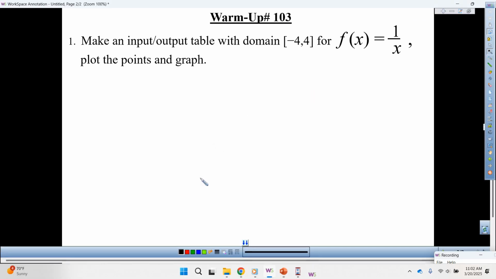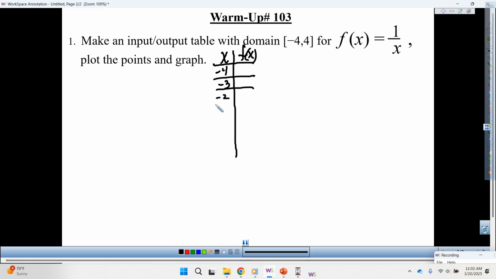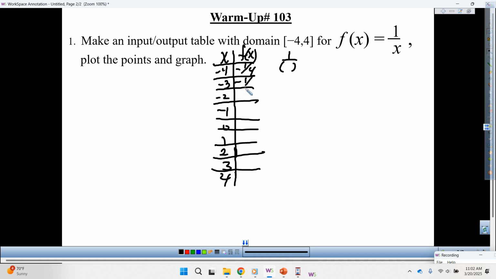It says graph, making a table with a domain from -4 to 4. All right, and we're substituting into the function 1 over blank, so this would be -1/4, -1/3, -1/2, -1, undefined, 1, 1/2, 1/3, 1/4.